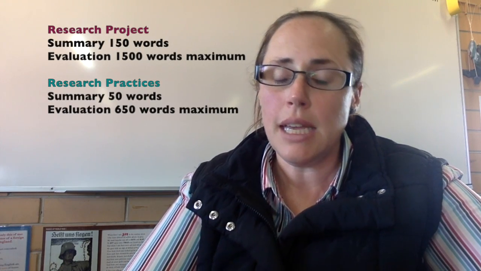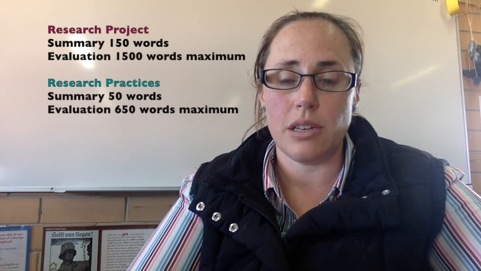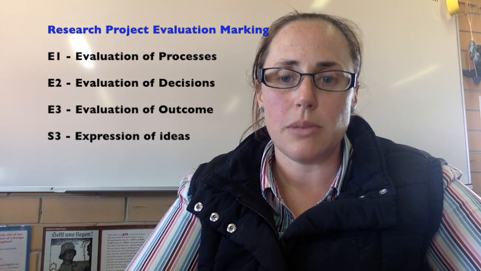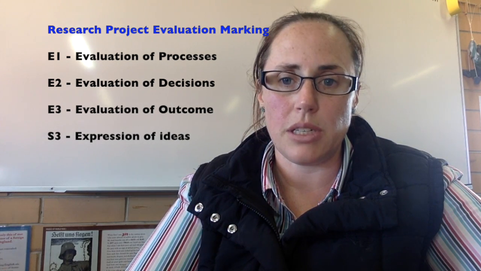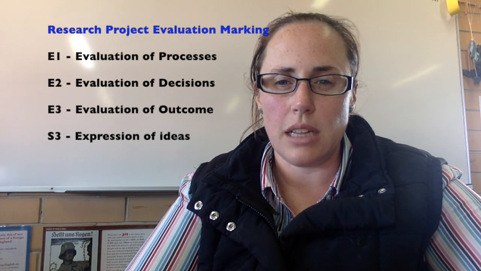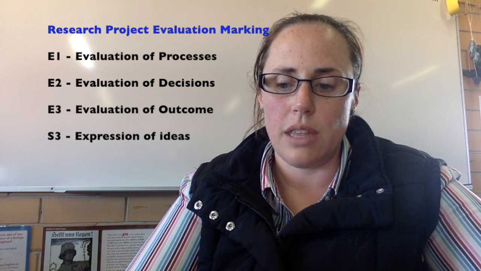Hi guys, today I'm just running through the research practices evaluation that I'm going to be asking you to write. So the research project evaluation is actually a lot longer than the research practices one. The research project evaluation is 150 words for a summary and then up to 1500 words for the evaluation. It's marked against 3 different performance standards, which is the evaluation of the processes used, the evaluation of the challenges and opportunities that were extended to you, and also the evaluation of the outcome.